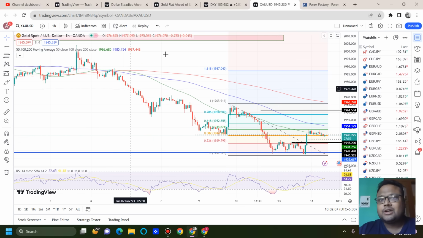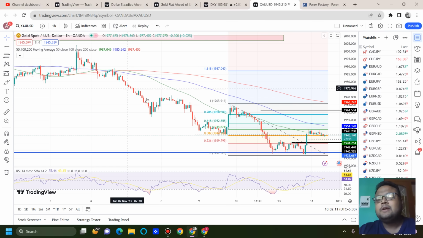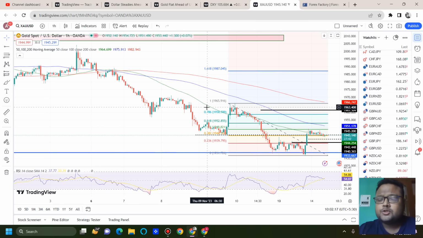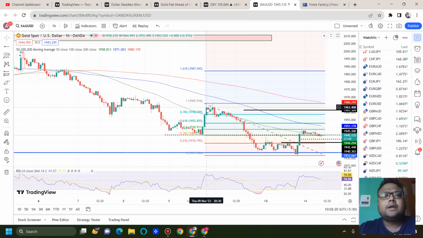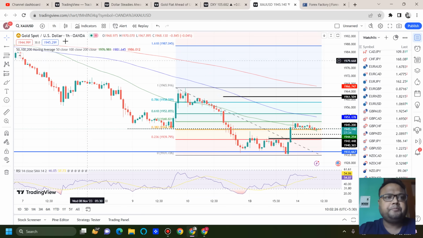If we look at the market structure, it is still the same, no difference. We can still see the market is forming lower highs. So buyers are still present, but they do not have dominance in the market right now.